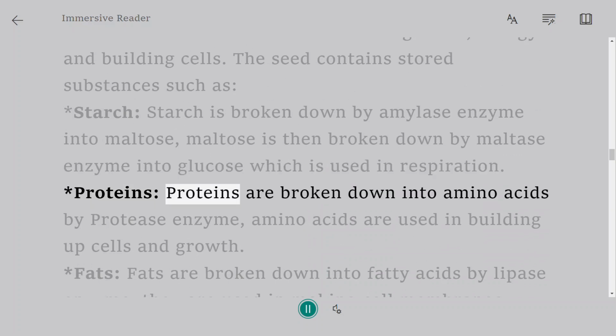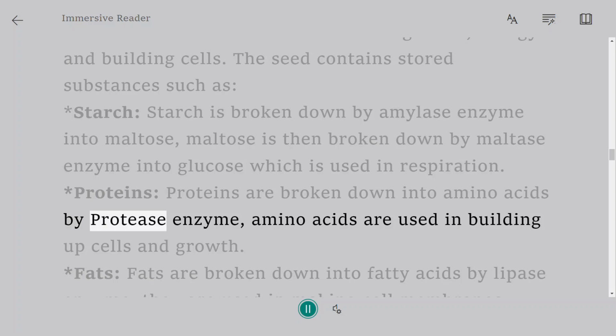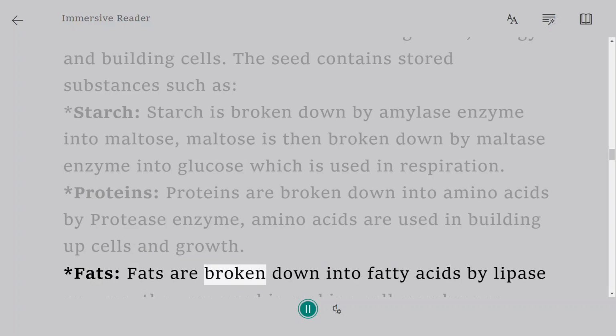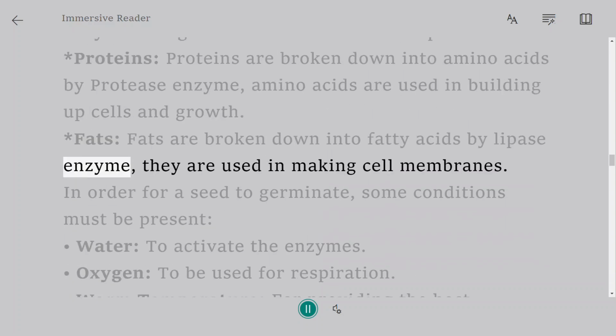Proteins are broken down into amino acids by protease enzyme. Amino acids are used in building up cells and growth. Fats are broken down into fatty acids by lipase enzyme. They are used in making cell membranes.